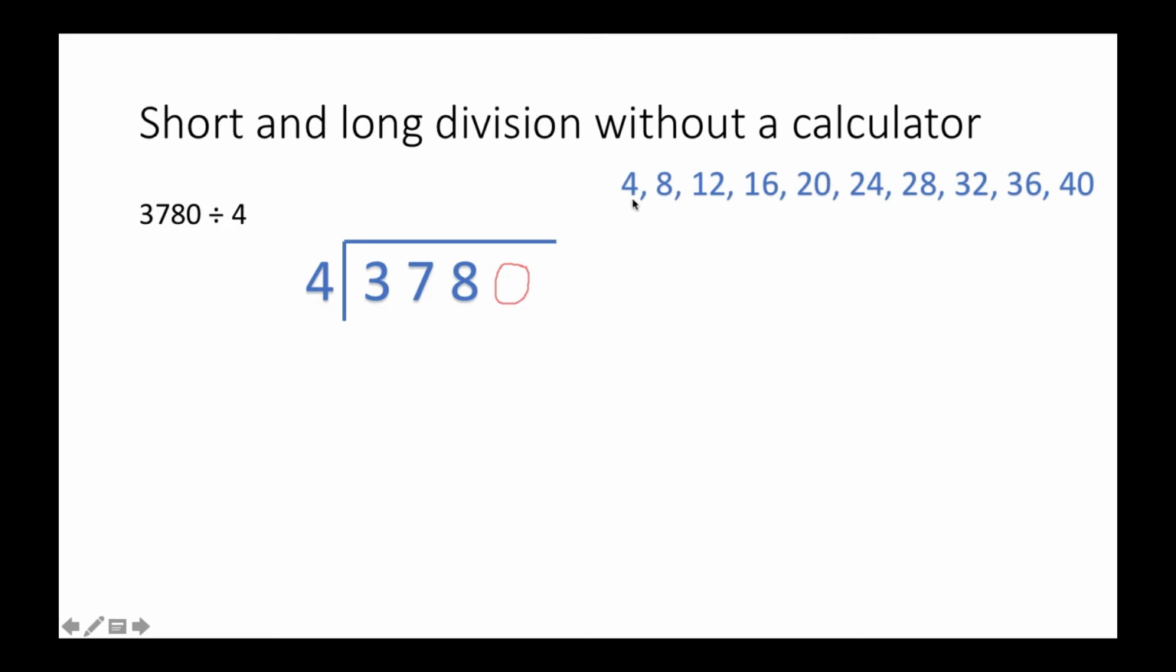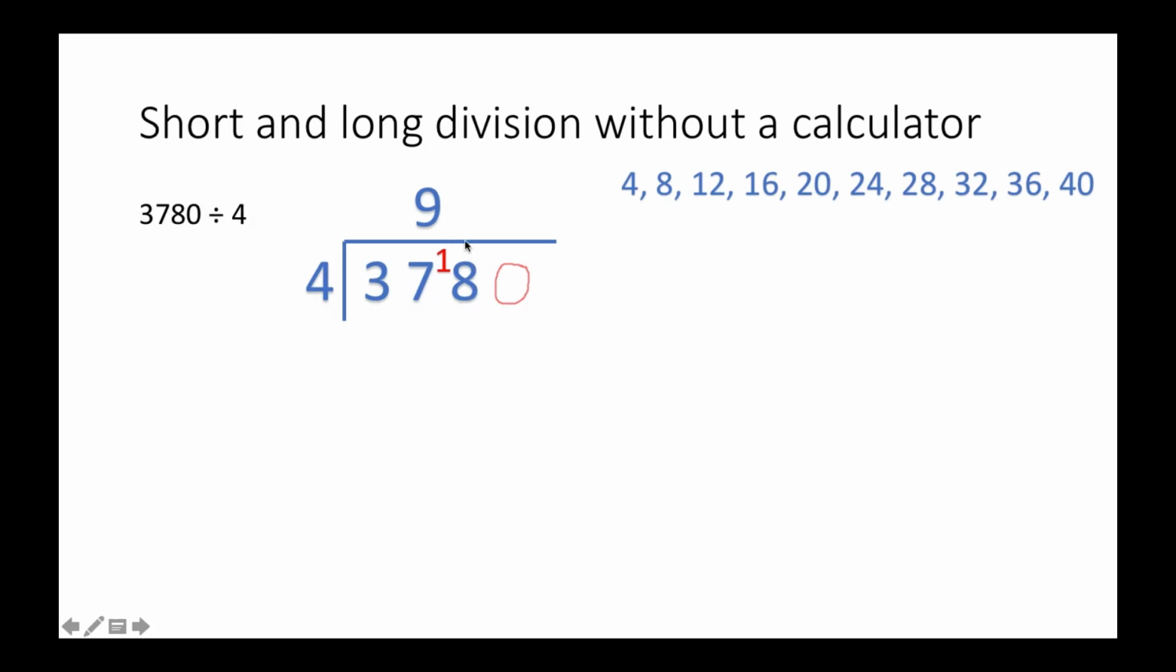So I need to count them. 1, 2, 3, 4, 5, 6, 7, 8, 9. So 9 goes there. Now since I've used the entire 37, I'm going to put my 9 above the 7 to show that I've used all of this. If you put your 9 above the 3, you might get confused and think that you've still got 7 to divide into. You haven't. So just make sure you've used the entire 37, so 9 will go above it. The remainder from 36 to 37 is 1.